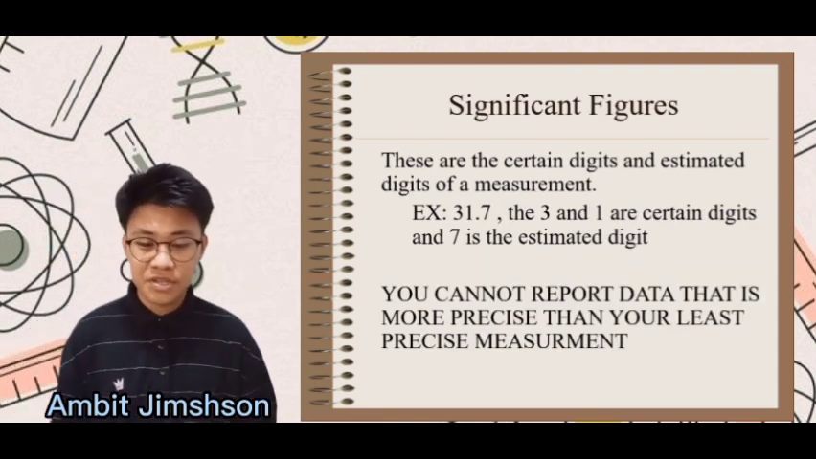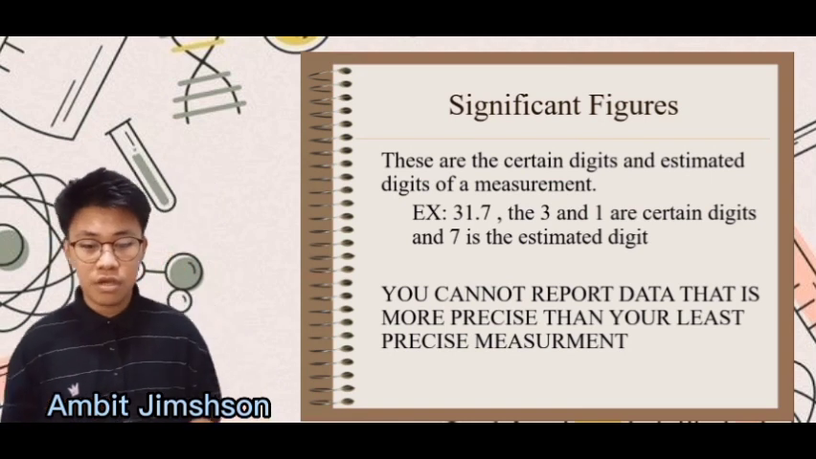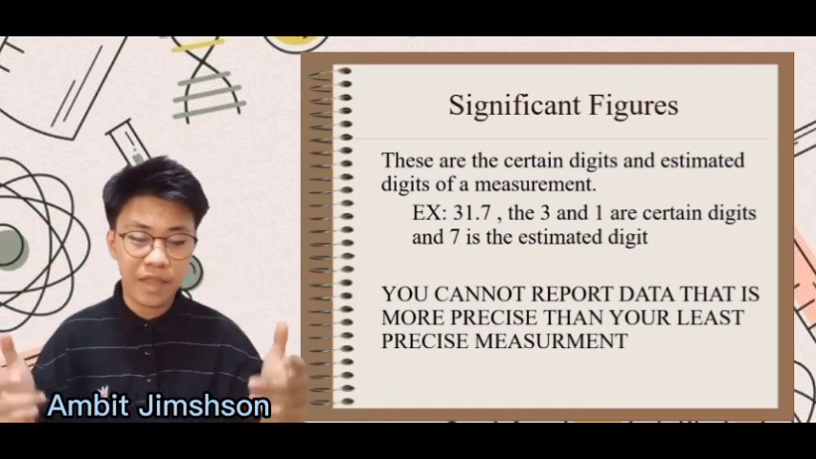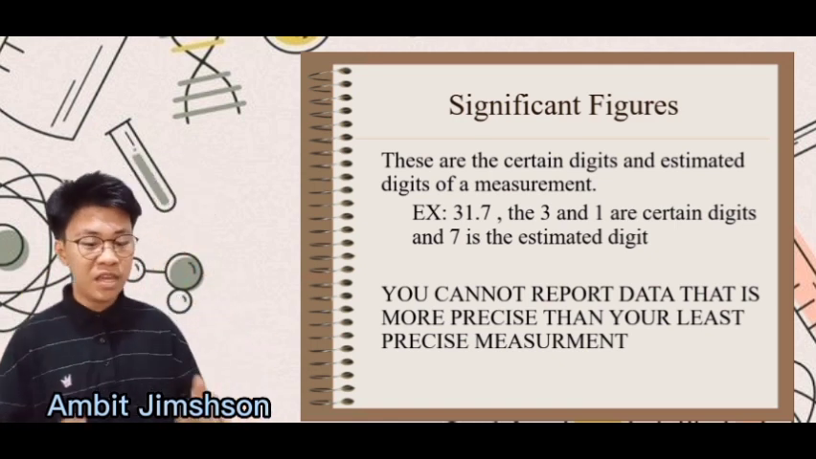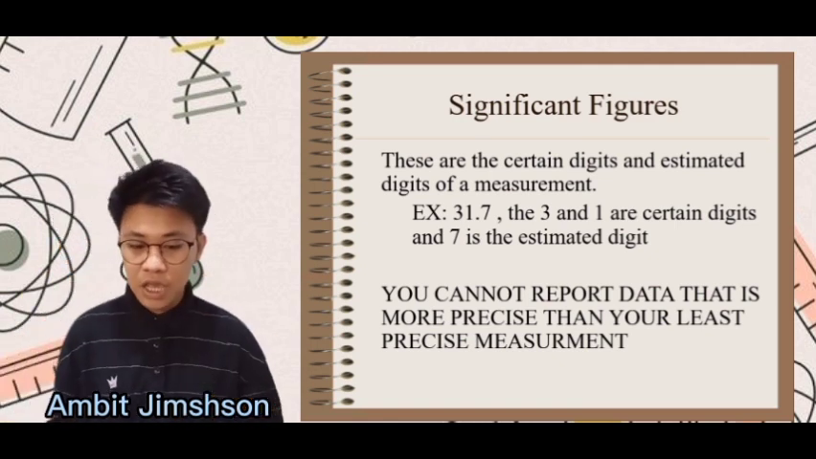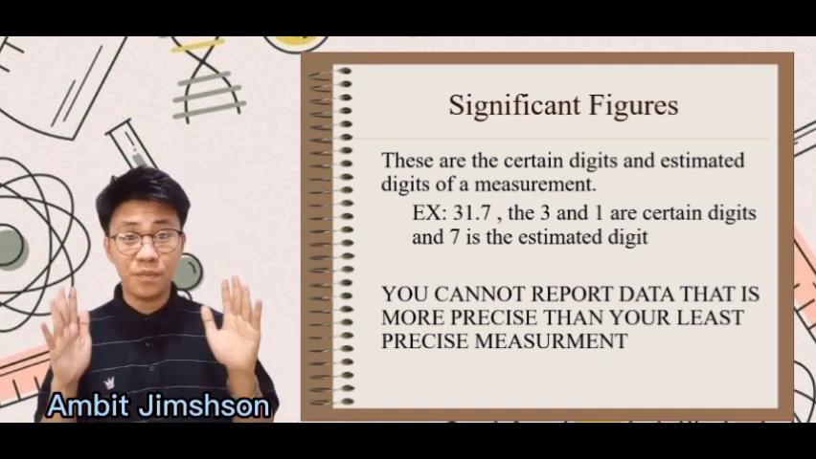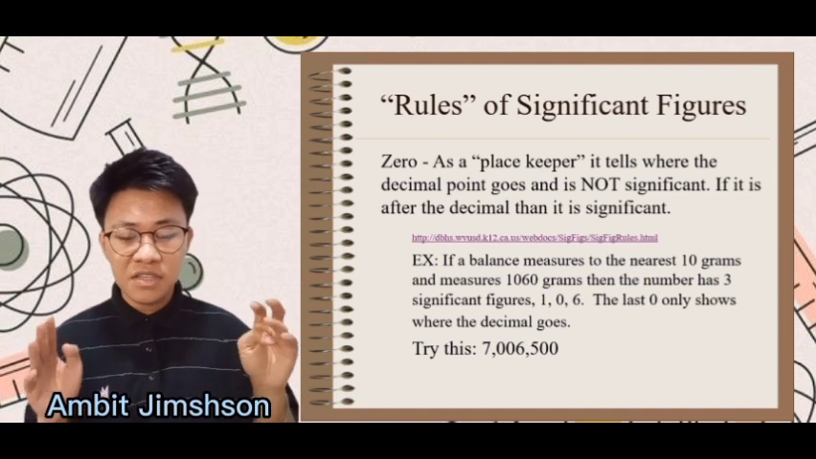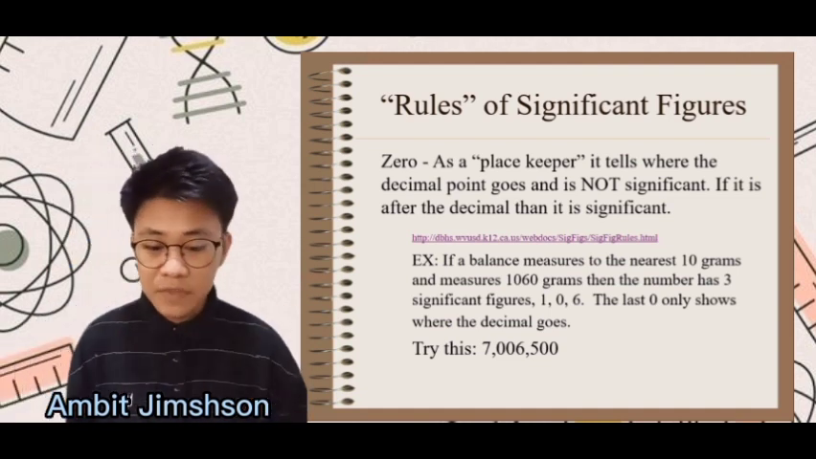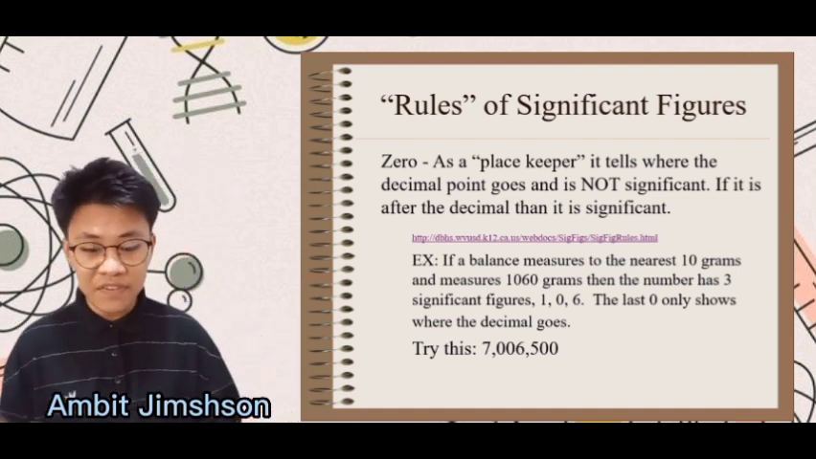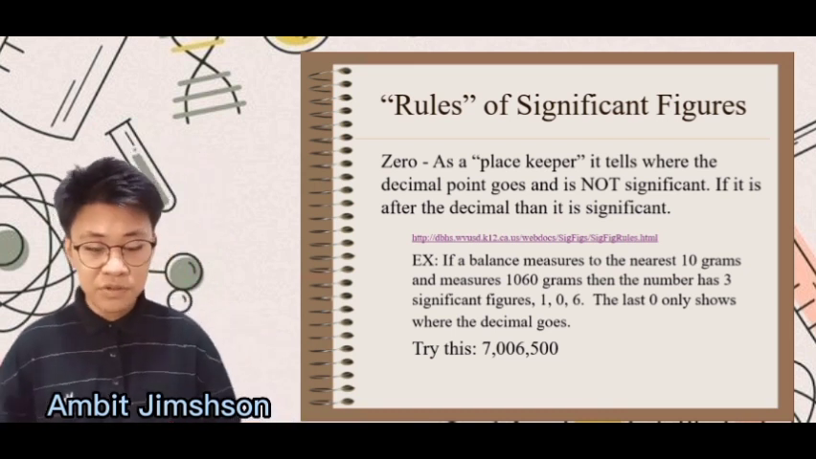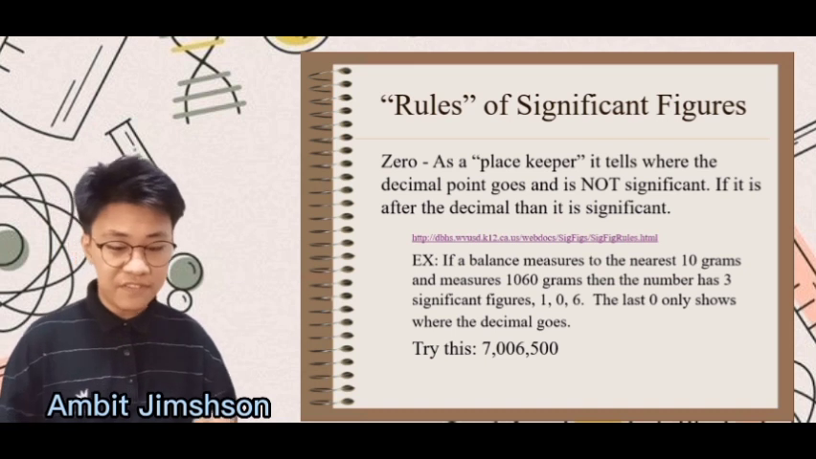Significant figures. Significant figures are the certain and estimated digits in a measurement. They help convey the precision and accuracy of a measurement. Some rules of significant figures include: zeros are not significant if they act as a placeholder. So zeros after a decimal point are significant.